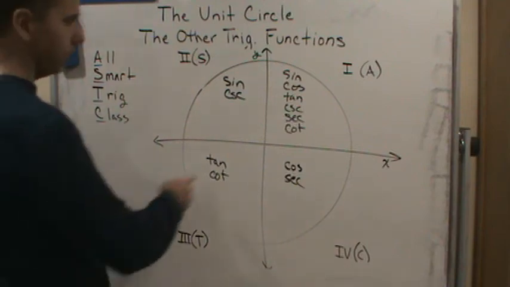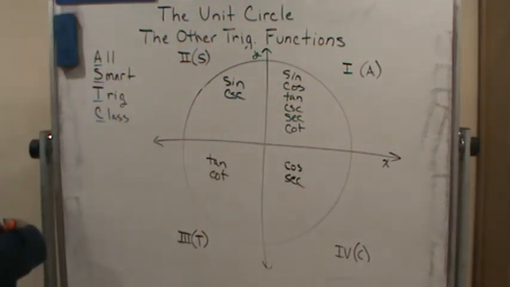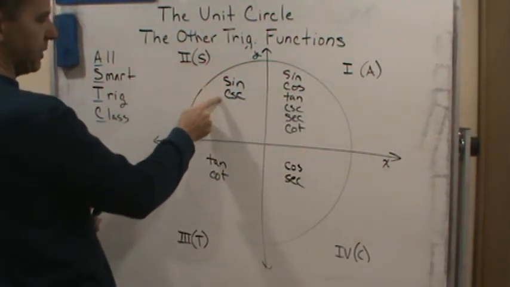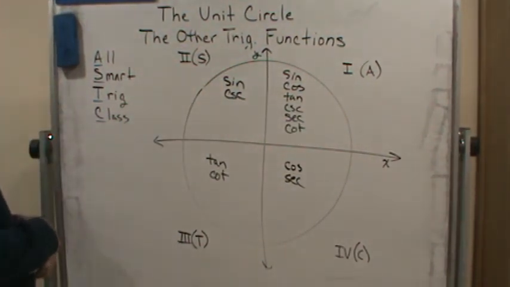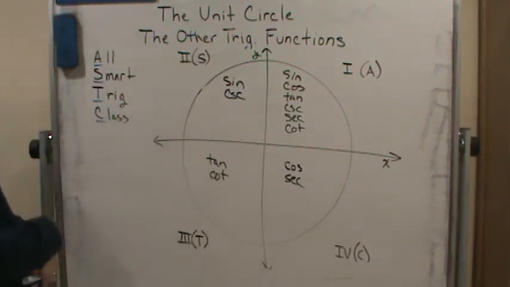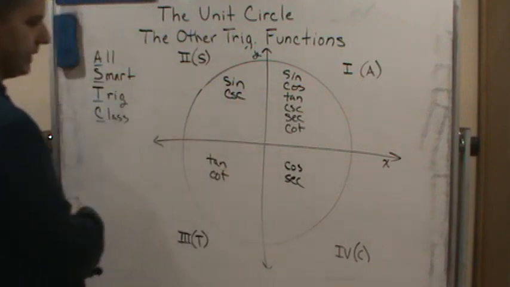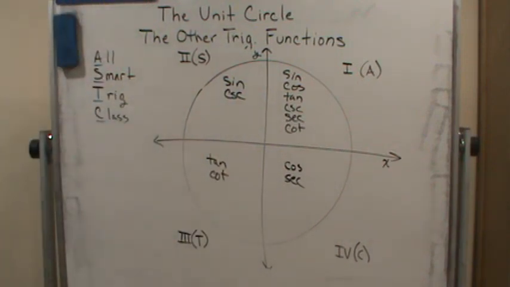Okay, so all six functions are positive in the first quadrant. Sine and its reciprocal function cosecant are positive, right, in the second quadrant. Tangent and its reciprocal cotangent are positive in the third quadrant, and then cosine and secant are positive in the fourth quadrant.